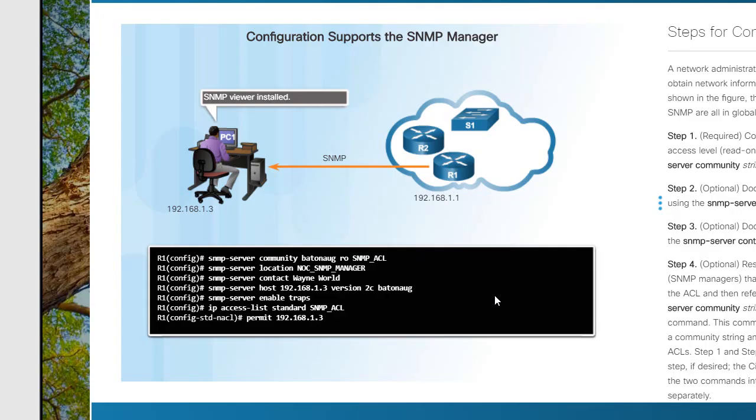All right, configuration. First, we're going to configure the community string. You've got the command snmp-server community, and you're going to give it some name. So we've given it this name here, Botanog. You're going to determine whether it's read-only or read-write with that command there. And you're going to input the access control list name there. It doesn't necessarily have to be SNMP_ACL. It can be whatever the access control list name is going to be.